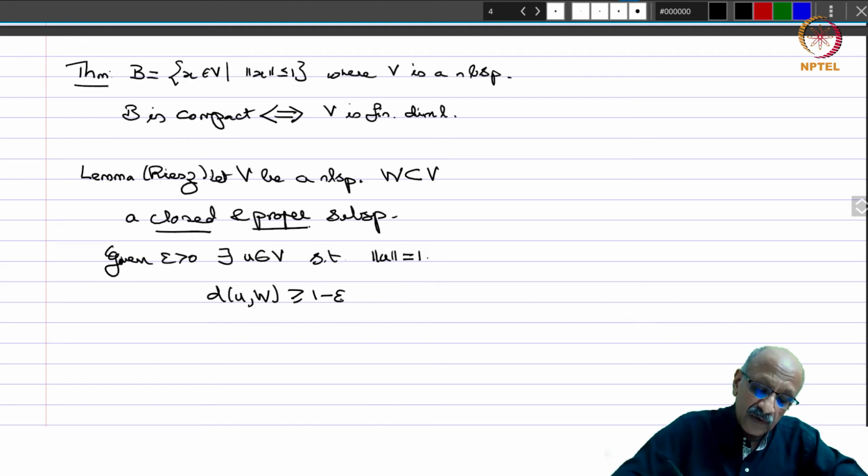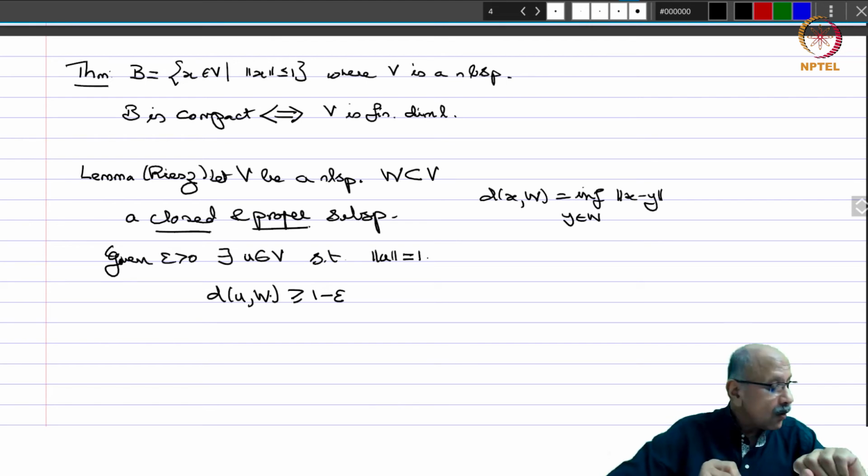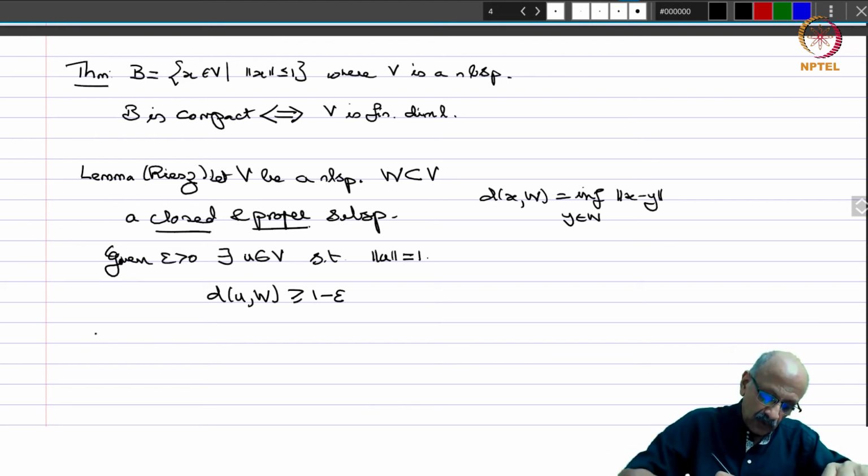So, what is the distance of x from W? This is nothing but the infimum of norm x minus y for all y in W. So, it is the shortest distance from x to W. The Riesz lemma says that if you have a closed and proper subspace, then you can find a unit vector u such that d(u, W) is bigger than or equal to 1 minus epsilon. So, let us prove this statement first.